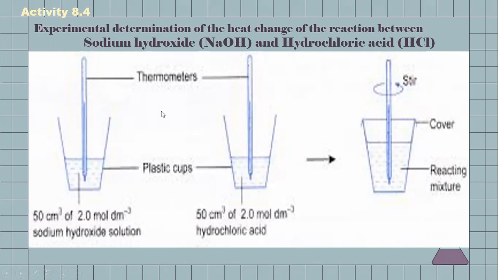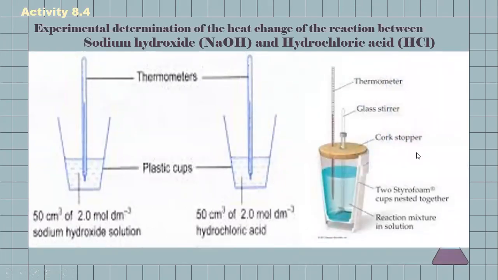And then first of all, we measure the temperature by using a thermometer. We measure the temperature of these two and then we add these two together and stir it well. Here I have given a clear diagram of this. Here we have attached a thermometer and a glass stirrer. And here we are using a polystyrene cup, right? I'll tell you the reason later.